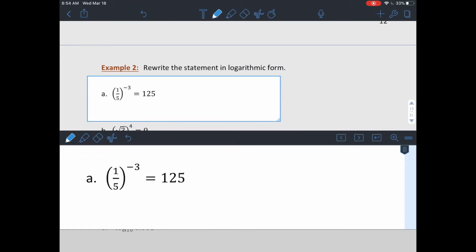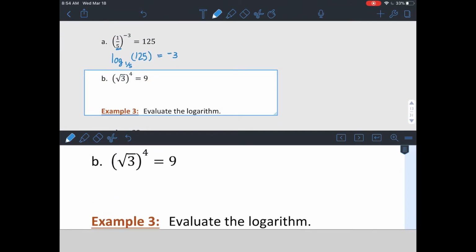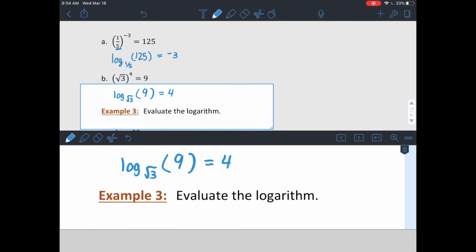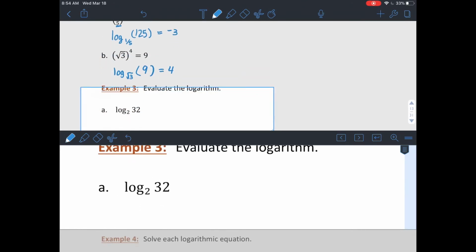You can go the other direction and change something from exponential form to logarithmic form. So log base 1/5, because that's the base of my exponential, I know is going to equal my exponent of -3. So log base 1/5 of 125 equals -3. The base can be ugly, so it could be log base square root 3 of 9 is equal to 4. So switching back and forth between exponential and logarithmic form, hopefully not too bad.